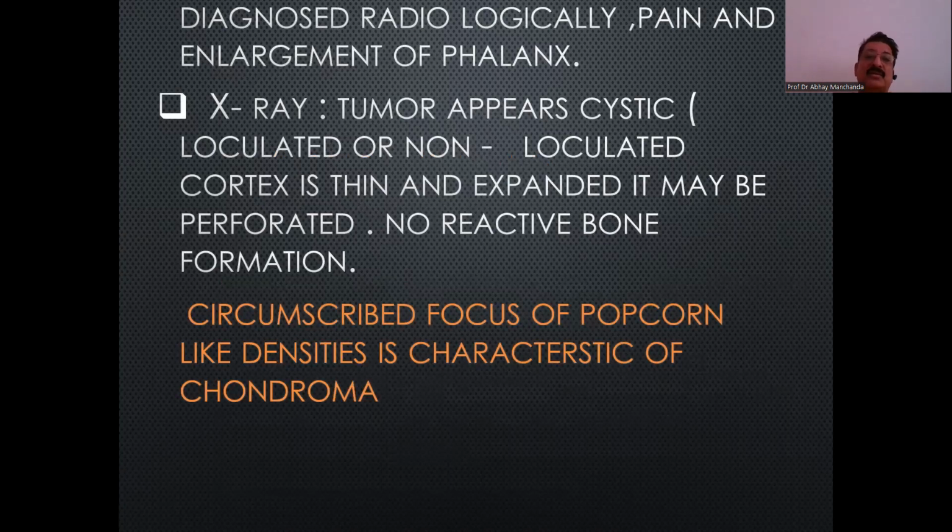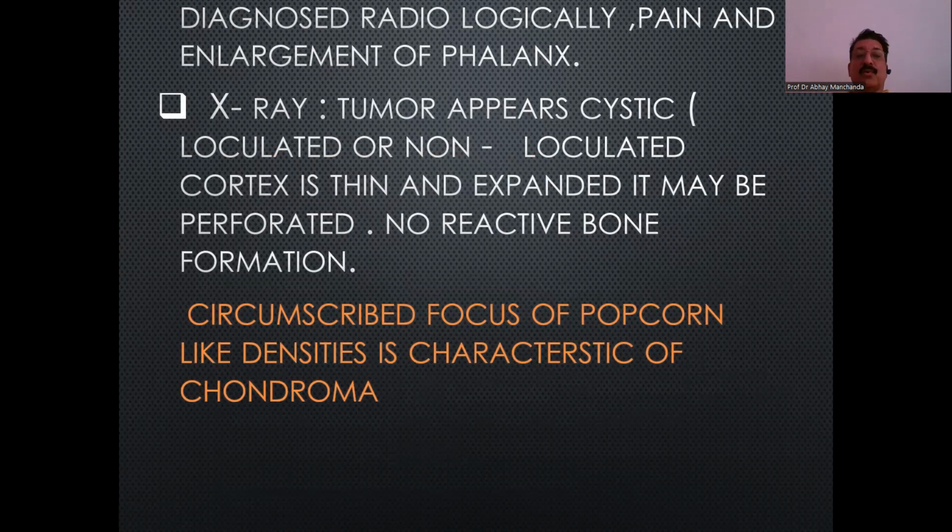How do you diagnose it? It is usually diagnosed just by X-ray. There is pain and enlargement of the phalanx. The phalanx gets enlarged because so much cartilage is being produced. The tumor may appear cystic, non-lobulated. The cortex gets thinned out and it is expanded. It may get perforated. No reactive bone formation.